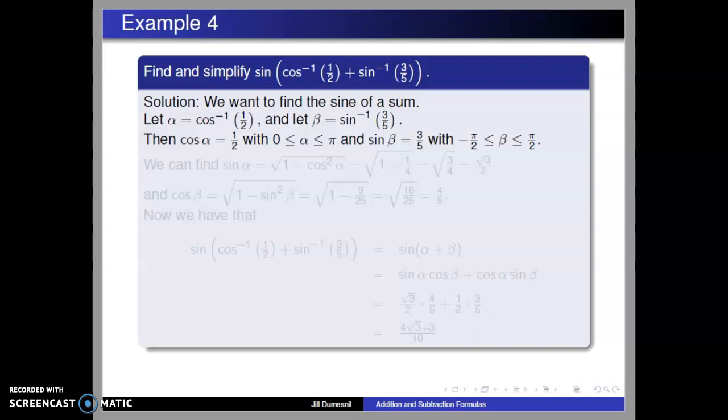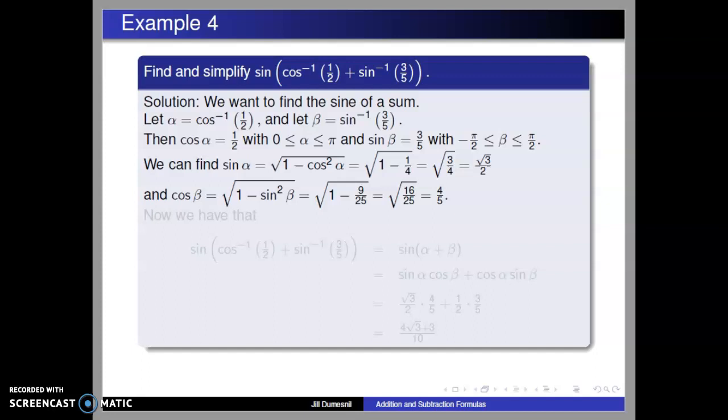We know that to find the sine of a sum, we need the sine and cosine of both angles. We can find the sine of alpha using the Pythagorean identity and knowing that alpha is in quadrant 1 or 2 where sine is positive, and also substituting cosine of alpha equal 1/2. Similarly, we can find cosine of beta. We know that cosine of beta is positive because beta lies in either quadrant 1 or quadrant 4.